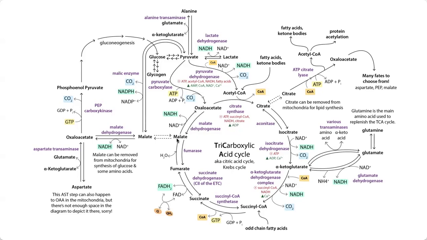So citrate and malate, these are the two points I want you to know. Citrate is taken out to make fatty acids, and malate is taken out to make oxaloacetate, which you can use to make glucose. So those are the two key points that I really want you to know in terms of what we're taking out to make what.